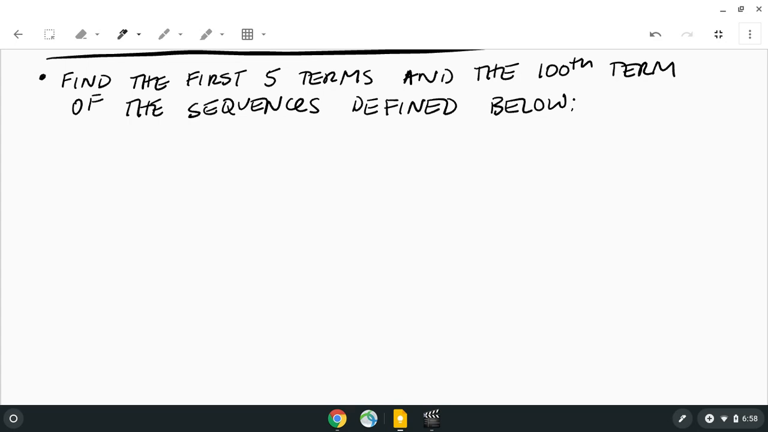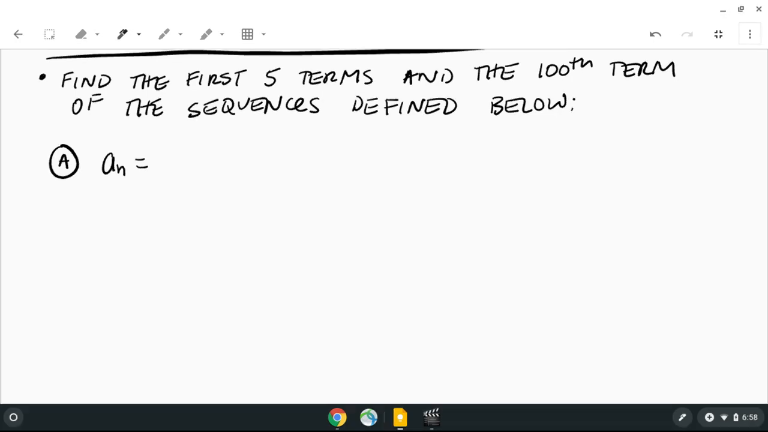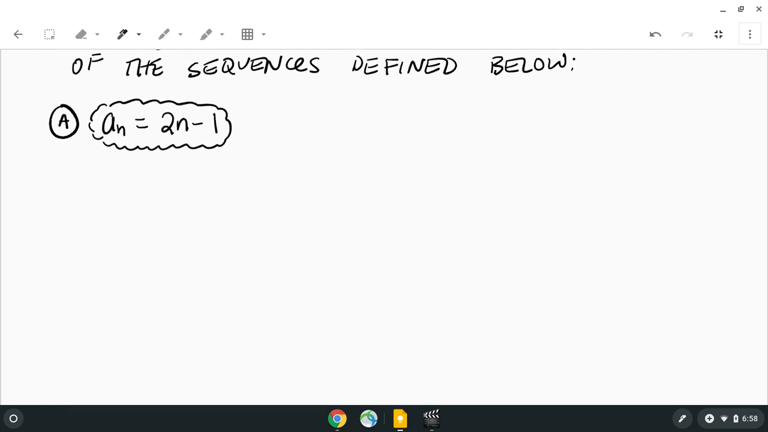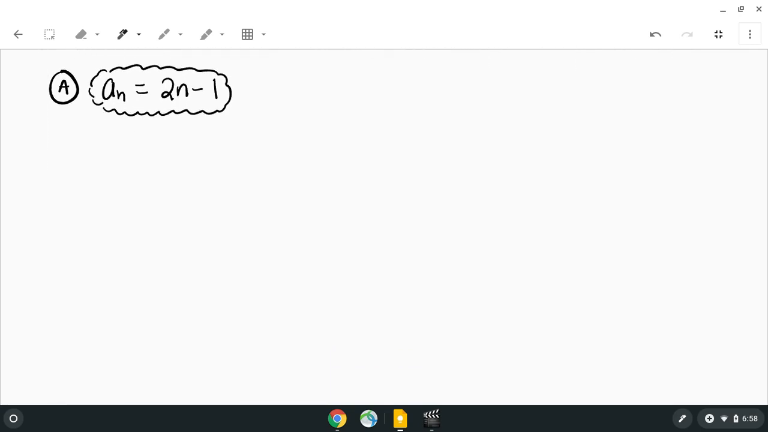Okay, so let's do this first one. Suppose that my function is 2n minus 1. Okay, so this is the function you'll be using to find the first term, the second term, the third term, the fourth term, and the fifth term. And then after we find those 5, then we will look for the 100th term as well. Okay, so that's our sequence function.